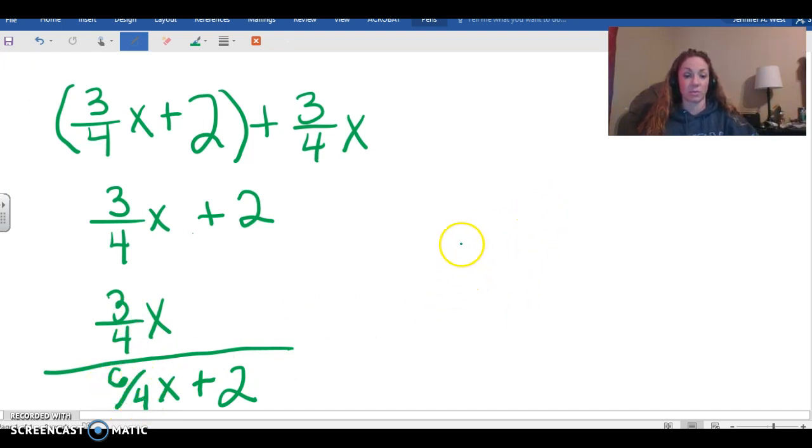I'm going to have to come over here, though, for some space. 2 goes into 6 3 times. 2 goes into 4 2 times. Keep that x there, plus 2.